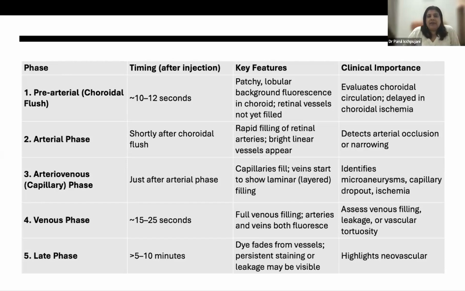After that, capillaries start filling up, and then veins start to show the laminar filling. So then we have the arteriovenous phase just after the arterial phase. In this phase, we recognize very prominent signs that we see in diabetic retinopathy, like microaneurysms or capillary dropouts or ischemia. Followed by the arteriovenous phase, we have the venous phase, which we see at 15 to 25 seconds after the dye injection, in which the full vein has now started to fill up, and both the arteries and veins are fluorescent.